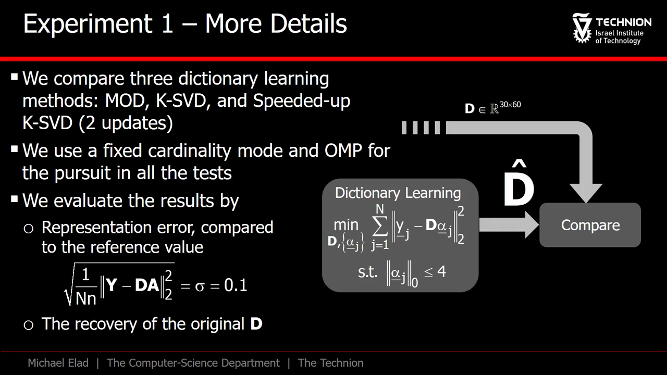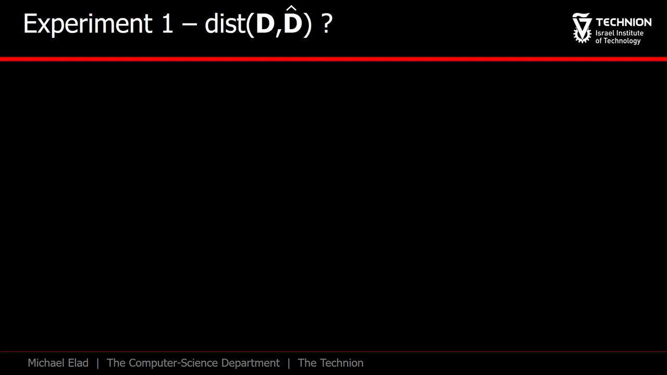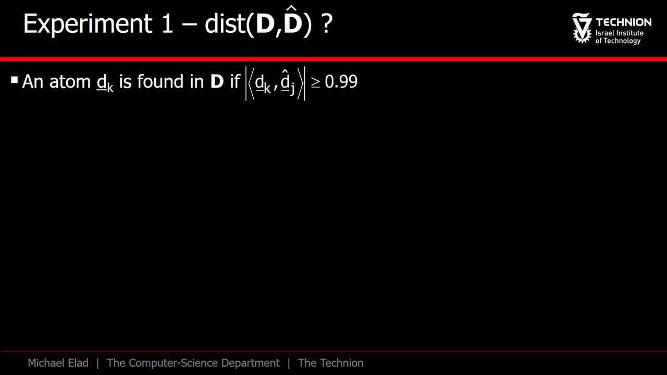The algorithms are evaluated by checking the per sample representation error, which should be 0.1 or below, since this is the additive noise level. Another measure of success is the distance between D and its estimated version. How do we evaluate the distance between D and D hat? This is done by sweeping through each of the true atoms and seeking their match in the estimated dictionary. Such a match is counted if the inner product between the two is above 0.99 in absolute value.